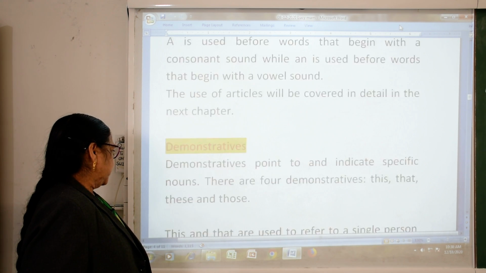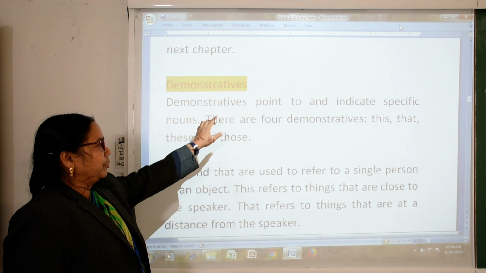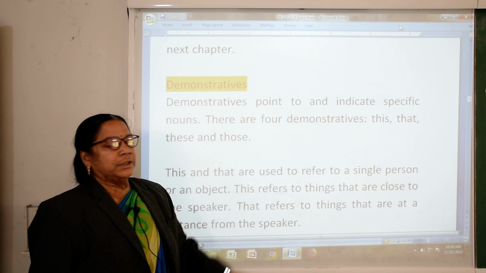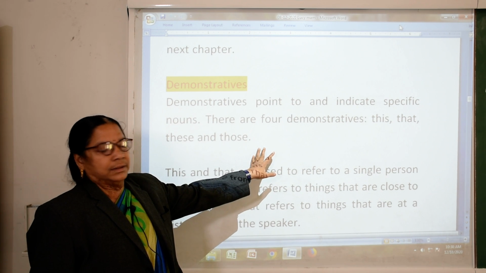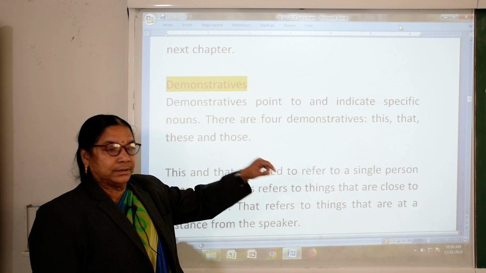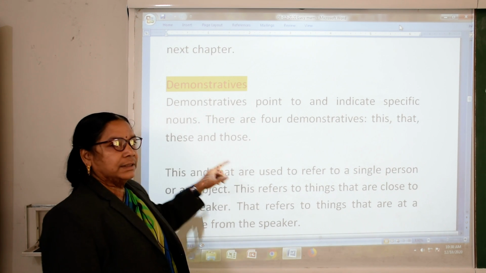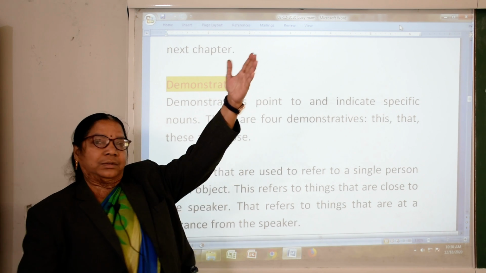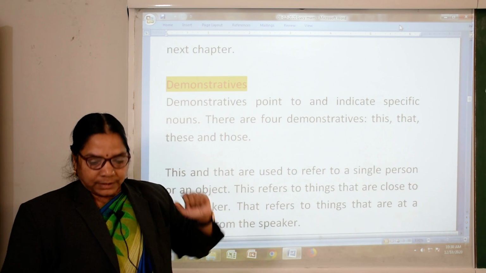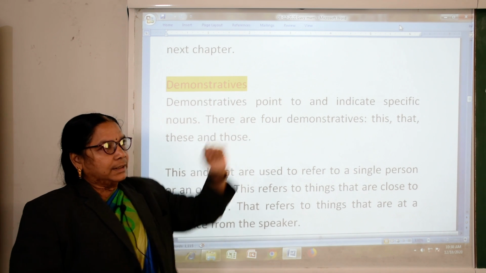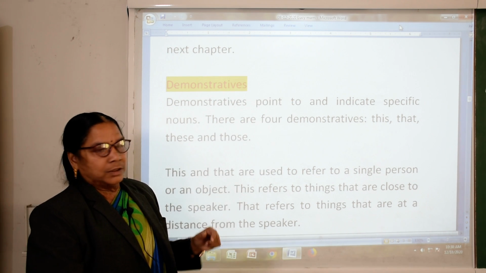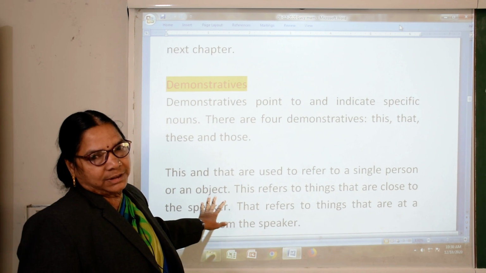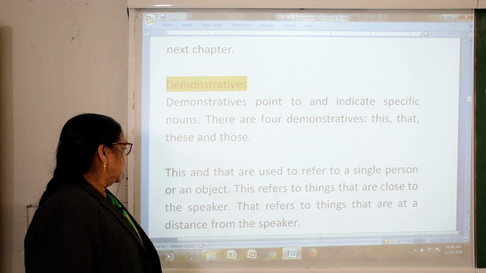Now, demonstratives. Demonstratives point to and indicate a specific noun. There are four demonstratives: this, that, these, those. We have studied this before.